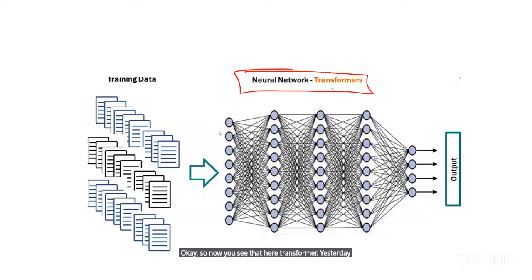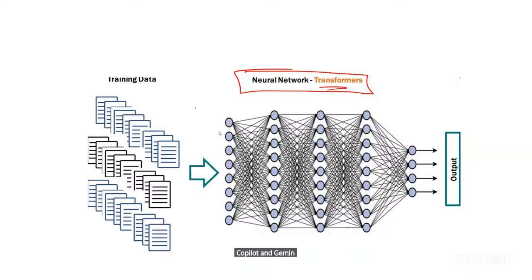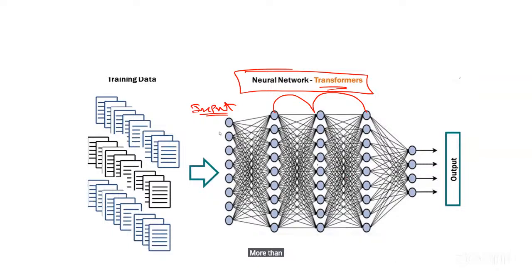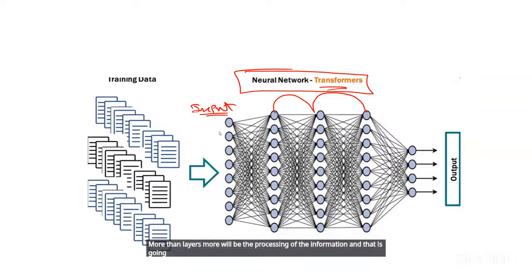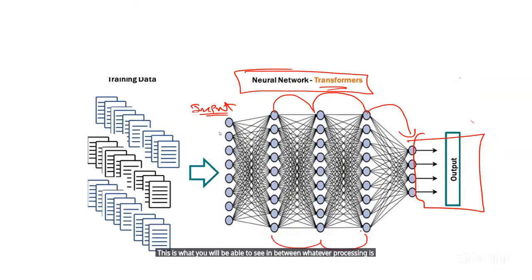Okay, so now you see here the transformer. Yesterday I explained to you, right? Transformers are the things sitting at the back end of ChatGPT, Copilot, and Gemini, where they take the question as an input from you. Whatever question you have, it takes the input and processes the information through multiple layers. The more the layers, the more the processing of the information, and the more appropriate it is. Then finally you see the output over here. The processing in between, you cannot see. That is done at the back end and is not visible to any one of us.